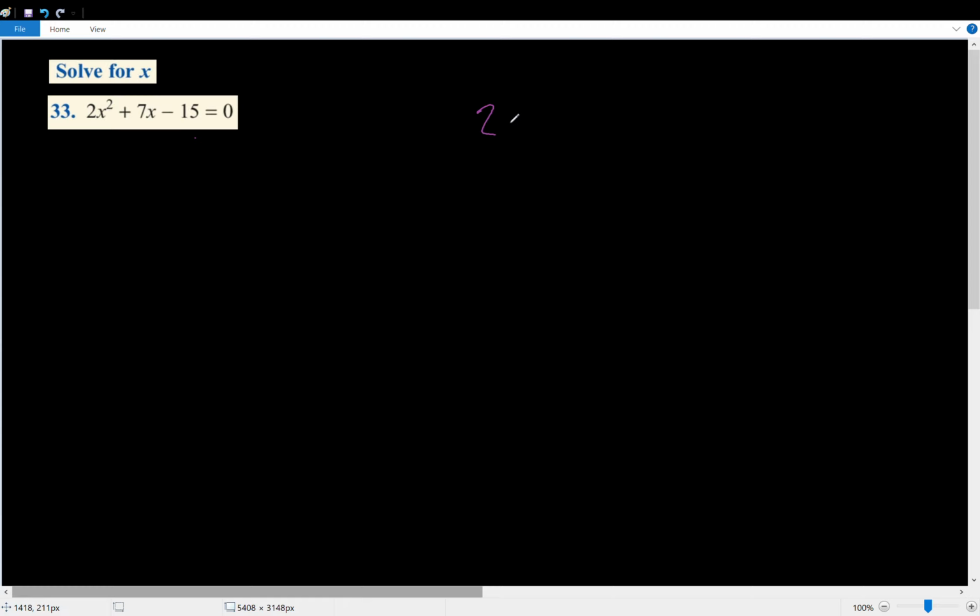So we'll do this over here. We have 2x squared plus 7x minus 15. And the first thing we're going to do is multiply the number in front of x squared, which is 2, by the number at the end of our expression, which is minus 15, and we're going to get minus 30. And then we're looking for a pair of factors for minus 30 that will sum to give us plus 7.